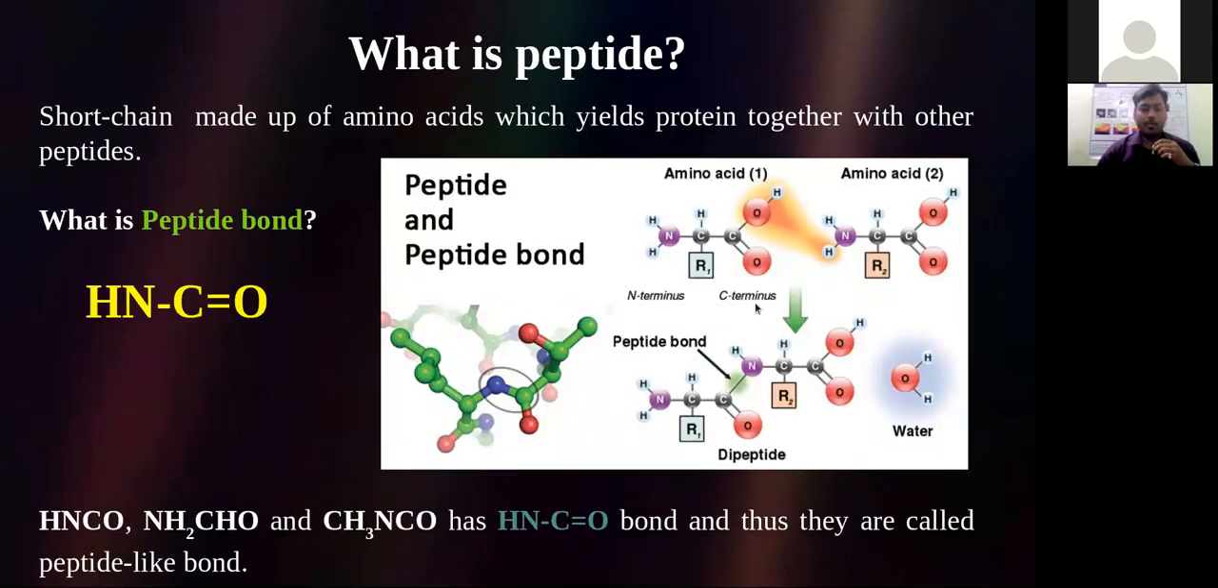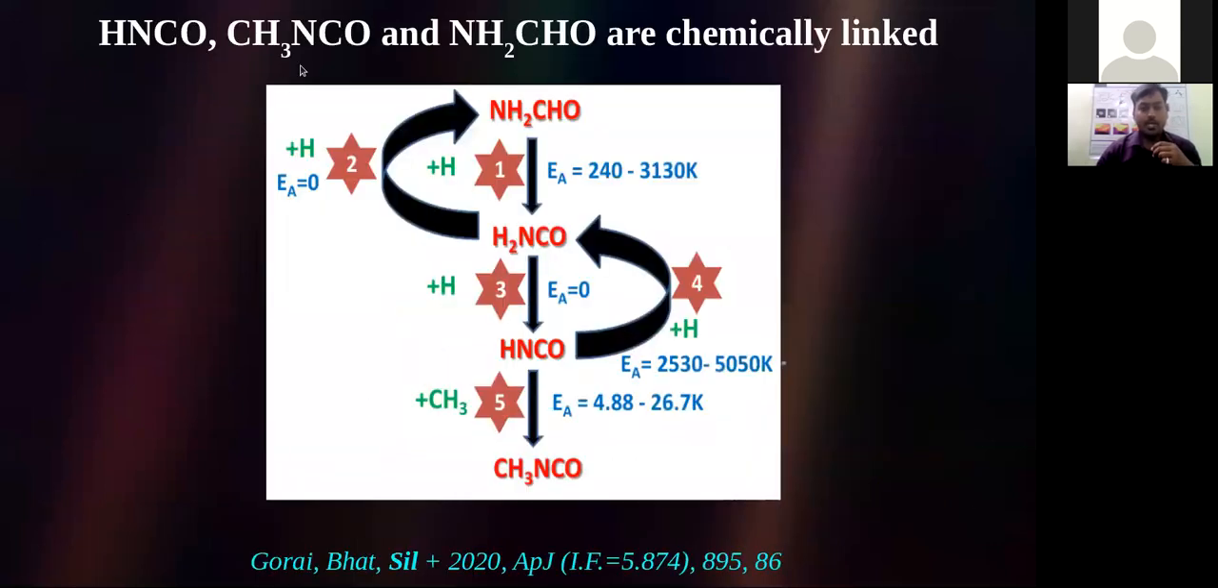Then now, the peptide bond. What is a peptide bond? A peptide bond forms when two amino acids react and then form this peptide bond. And this is the bond HNCO. We consider three peptide-bond-related species: HNCO, NH2CHO, and CH3NCO. HNCO is isocyanic acid. These are called peptide-like bond species, and they are also nitrogen-bearing species, which would be helpful for biomolecules.